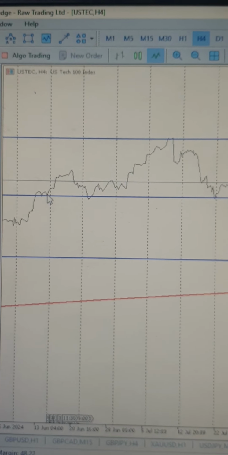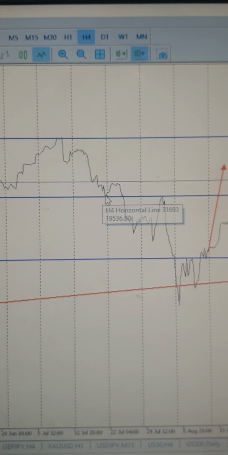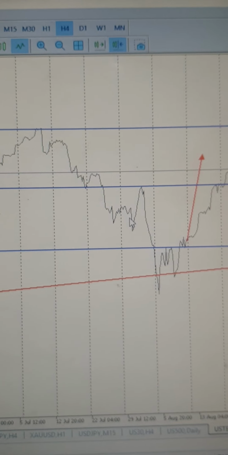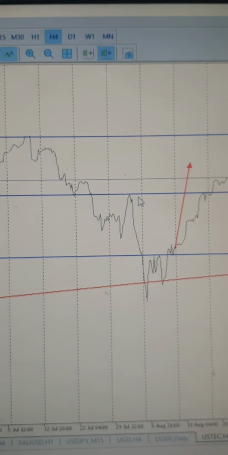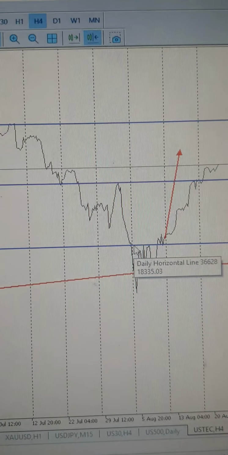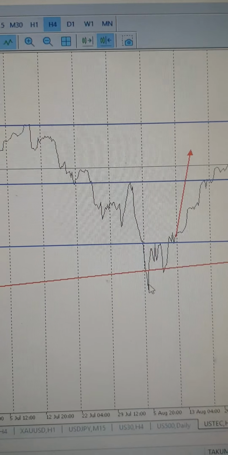It bounces here, bounces here, bounces here, and bounces here. Now after some time it breaks, comes back and retests. It now becomes resistance. Now it goes down straight, breaks, and comes down.